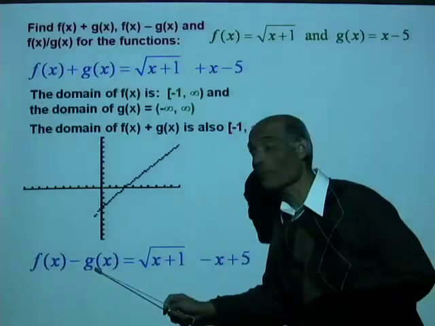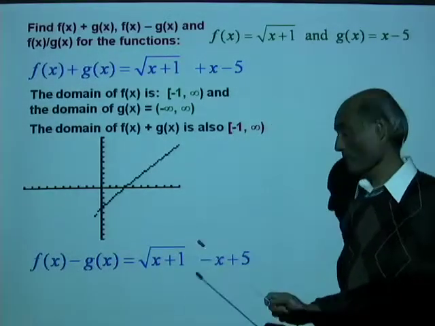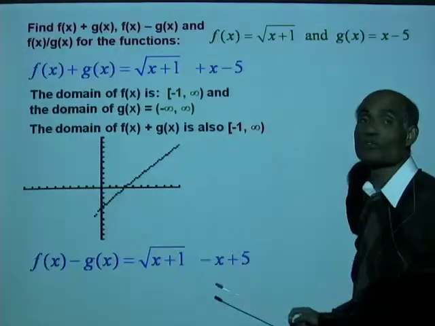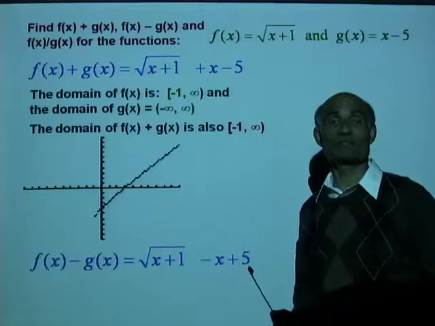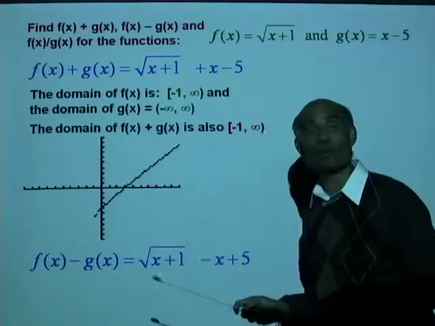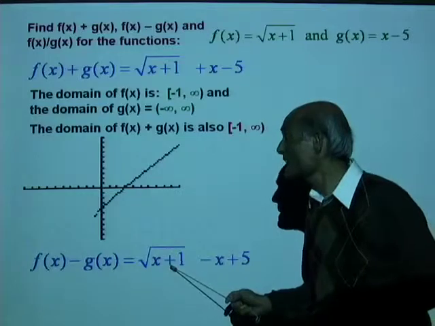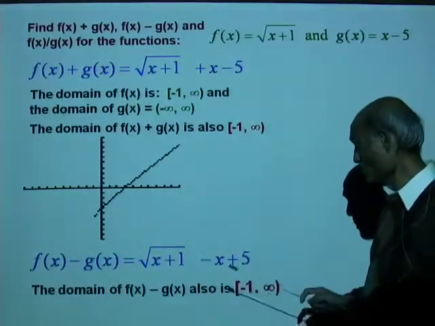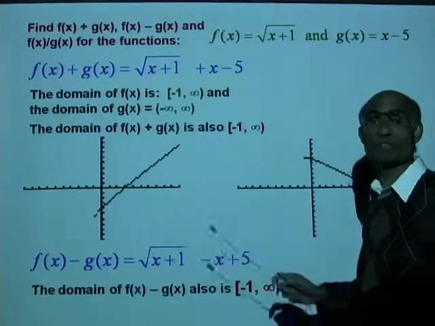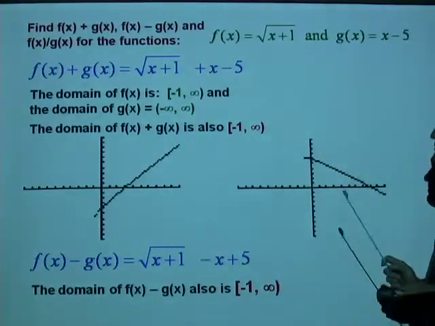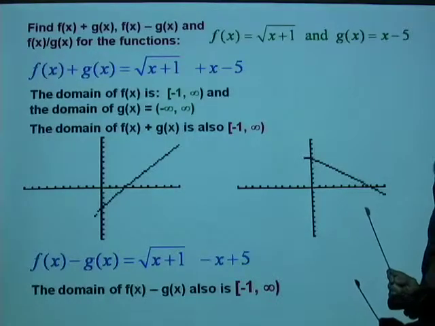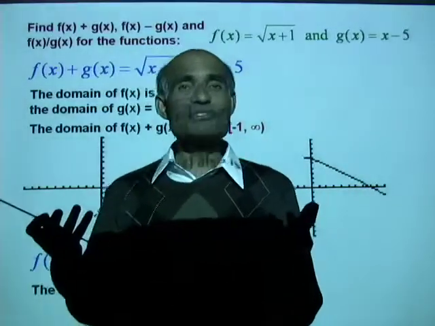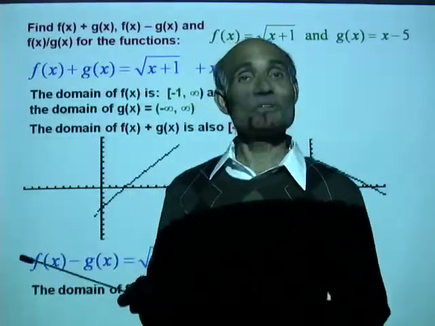How about f of x minus g of x? Well, for f of x minus g of x, we subtract g of x. What is the domain of this? Well, the domain of this also does not contain numbers that are less than negative 1. It is also negative 1 to infinity, and look at the graph of f of x minus g of x. Well, by now you know that the best way to find the domain and range of a function is actually doing the graph of that function.